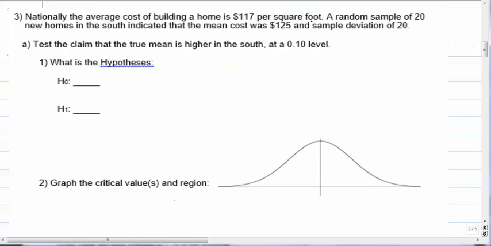So anyway, going on to the next problem, number 3. Number 3, we're looking at hypothesis testing. And if we look at this problem, nationally the average cost of building a home is $117 per square foot.